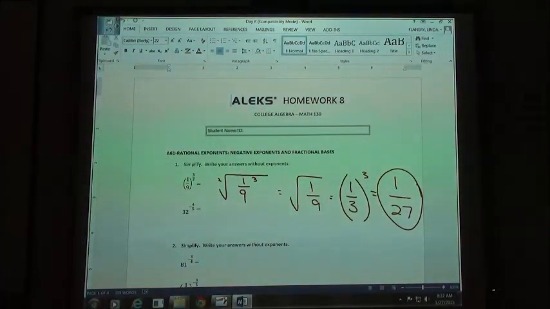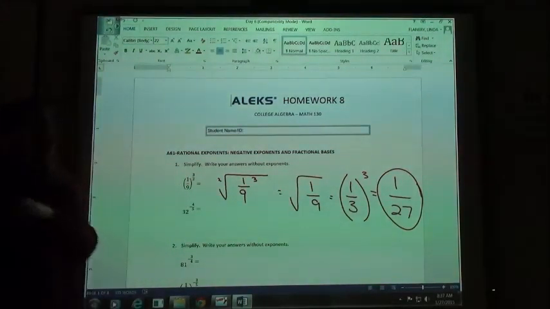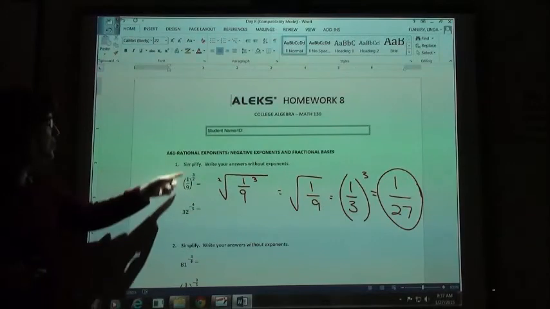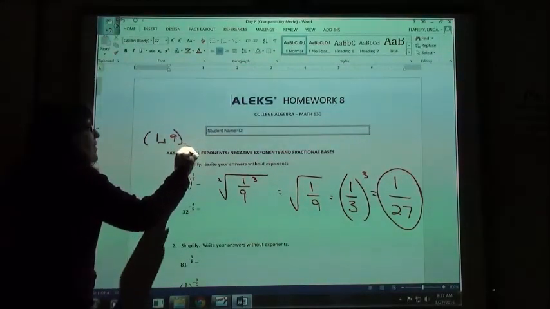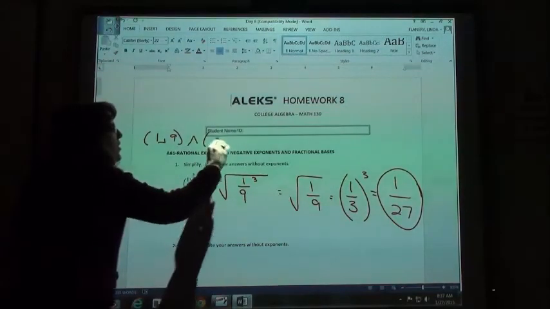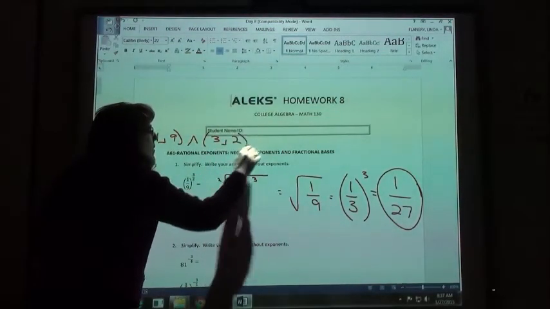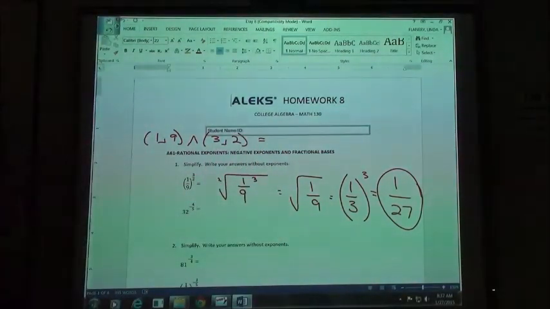So again, if you want to check that with your calculator, that fraction exponent needs to be put in parentheses. So you would type this one in as 1/9, the caret key, to the 3/2 power. And so when you put that exponent, that's a fraction, even though on our paper it doesn't have parentheses, on your calculator you need to put the parentheses around that exponent to get it to work right.